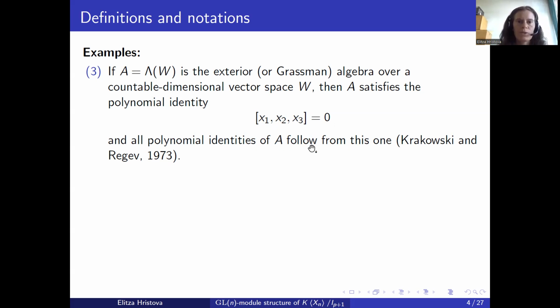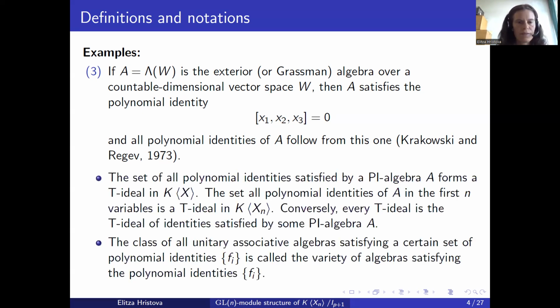And being the only one, this is a result of Krakowski and Regev from 1973. I mean, when W is a finite dimensional vector space, then from the previous slide, we already know that A, being finite dimensional, satisfies also the standard polynomial. But when W is countable dimensional, A satisfies only this polynomial identity or everything that can be generated from it.